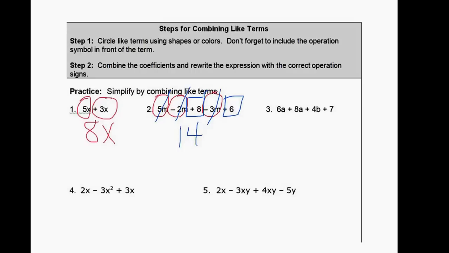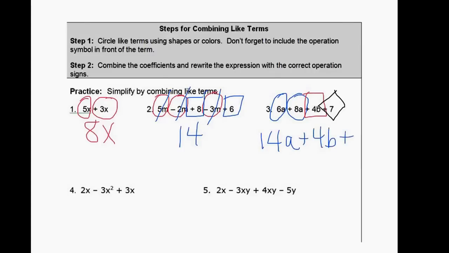Okay. On number 3, we've got A's, B's, and a 7. So I'm going to go ahead and circle my A's. And then I'm going to put a square around my B. And I think I'll put a diamond around my 7. So that tells me I have 3 different kinds of terms. So when I go ahead and combine them, I have 6A plus 8A is 14A. I only have one of the B's, so plus 4B plus 7.